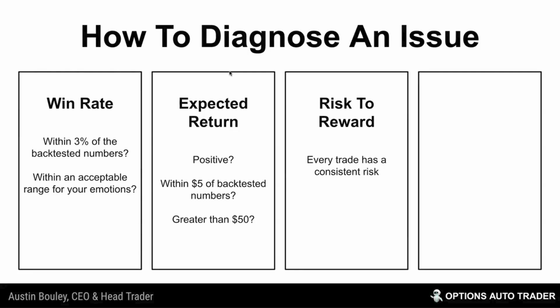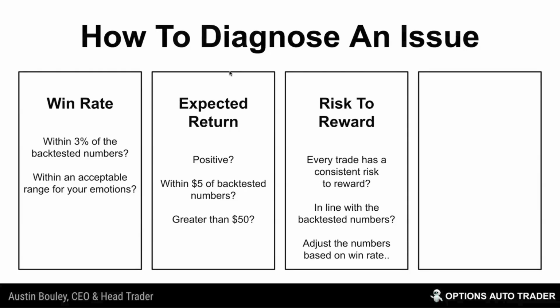Now, again, if you're running a bot, that's good because that should be preset for you. However, if you're using a non-conventional stop loss, maybe something like trailing, maybe something like short strike hit, whatever, you want to make sure that is having a consistent risk level that you can count on. And so again, a consistent risk to reward. Now you also want to make sure that it's in line with back tested numbers. Again, is our risk to reward within those ideal levels? And then again, we can adjust the numbers based on win rate.